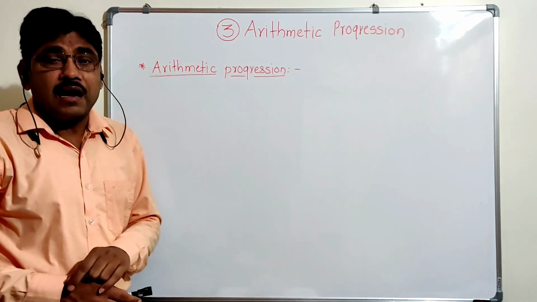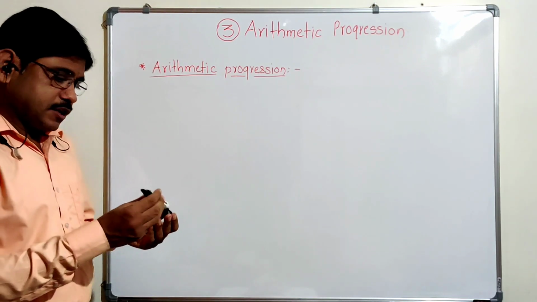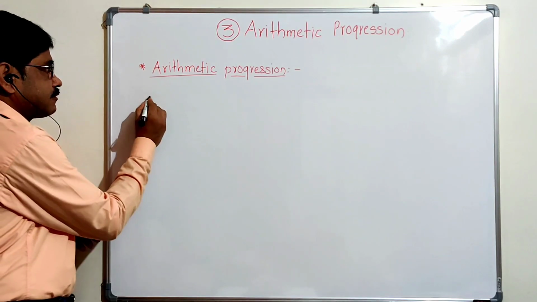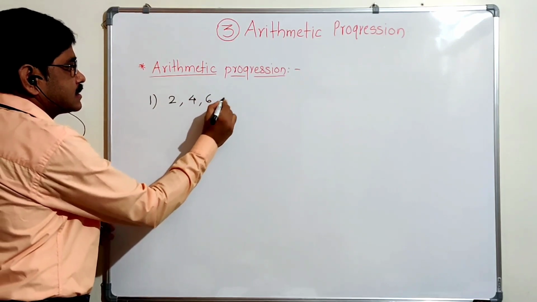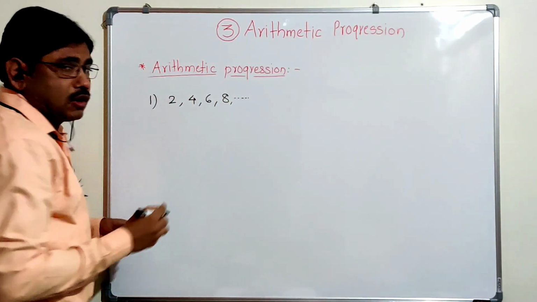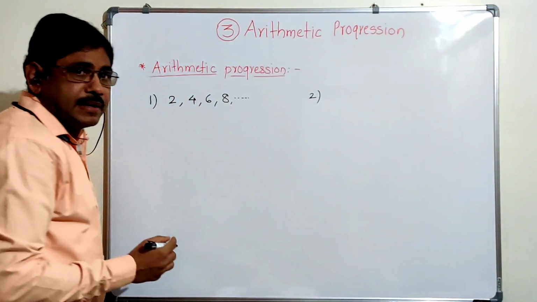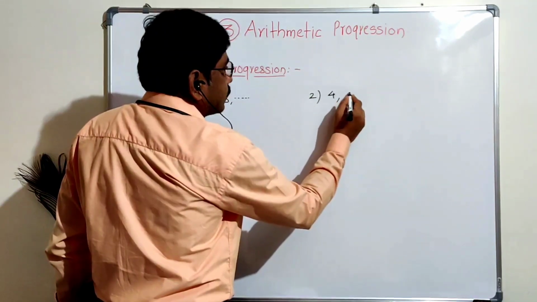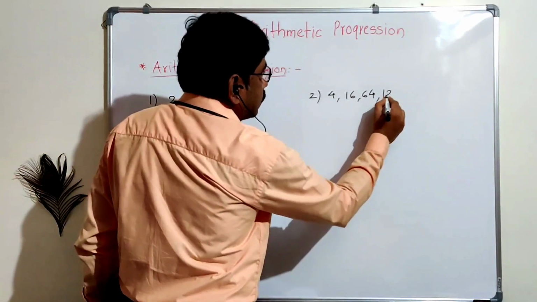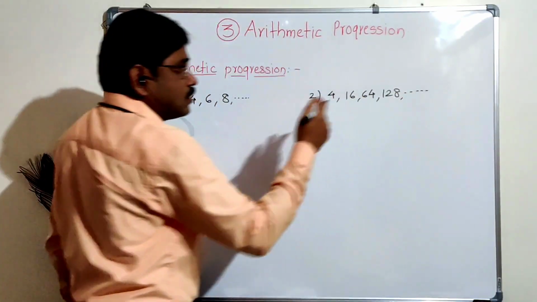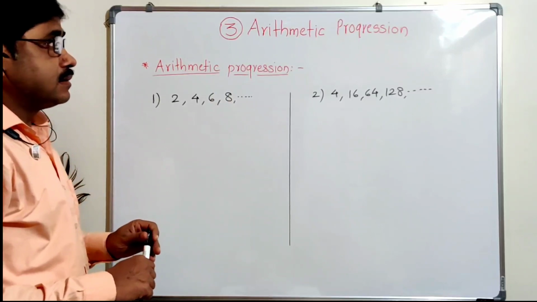Some sequences are arithmetic progressions. Here, if we take two examples of sequence, this is one of the sequences: 2, 4, 6, 8. And the second example of sequence is 4, 16, 64, 128. This is also a sequence. Both are sequences. So here we have to find the common difference.